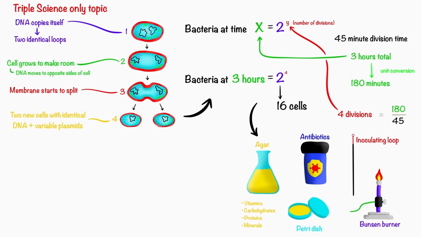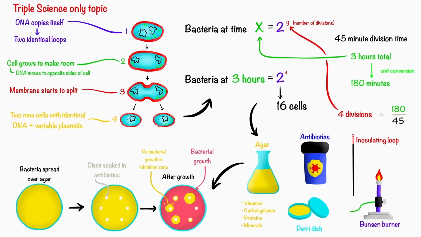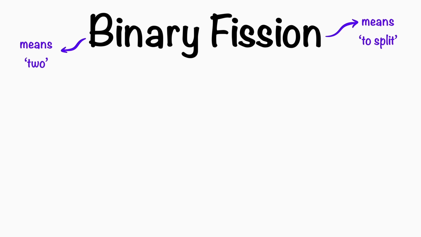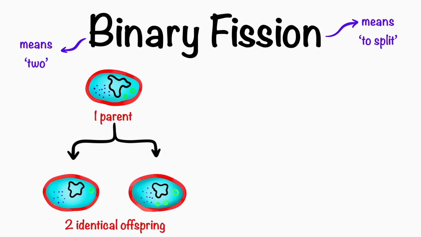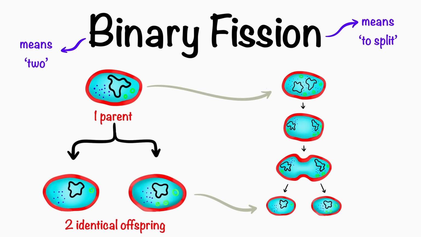time, how microorganisms are cultured in laboratories, and finally, we'll see how scientists test the effectiveness of antibiotics. So, what exactly is binary fission? Well, the name gives us a clue. Binary means two, and fission means splitting. So, binary fission occurs when a single bacterium divides, creating two genetically identical daughter cells. But there's more to this process than just simple splitting. Let's break it down step by step.